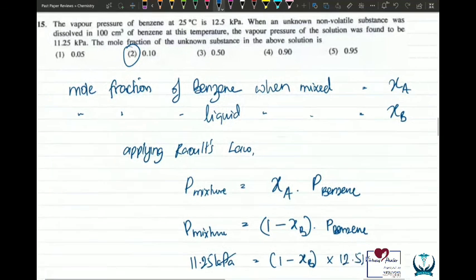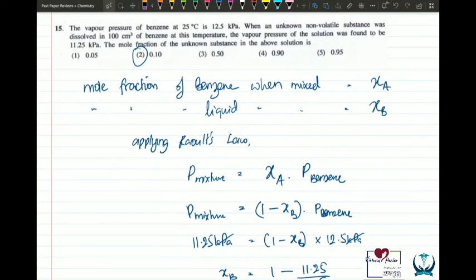Question number 15. The vapor pressure of benzene at 25 degrees Celsius is 12.5 kilopascals. When an unknown non-volatile substance was dissolved in 100 cubic centimeters of benzene at this temperature, the vapor pressure of the solution was found to be 11.25 kilopascals. The mole fraction of the unknown substance in the above solution is.